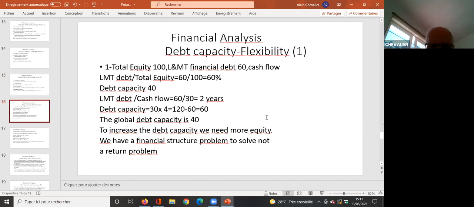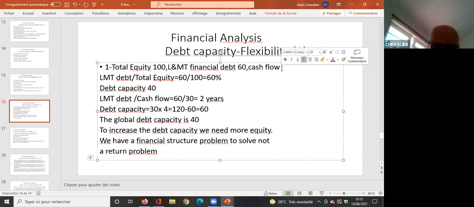So this is a very short, small example. We go further later with biotechnology, just to give you some kind of clear idea. Let's say we have a company. The total equity is 100. Long and medium-term financial debt is equal to 60. And cash flow was 30, I'm sorry, I don't know what happened. It's equal to 30.